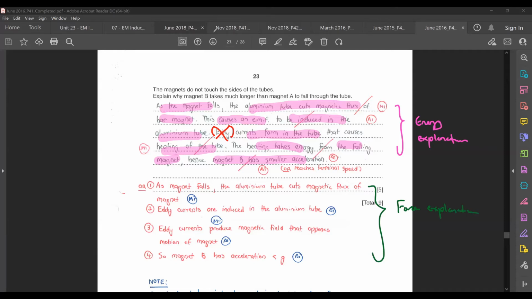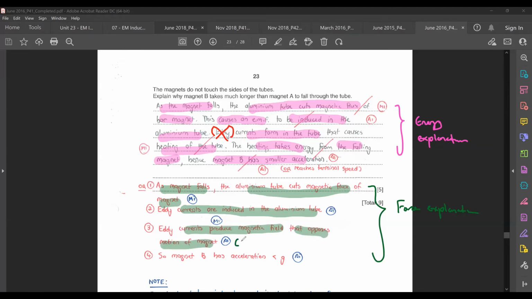The first two points are actually the same. As the magnet falls, the aluminum tube cuts the magnetic flux of the magnet. Currents are induced in the aluminum tube. We can also say EMF is induced, and hence currents are induced in the aluminum tube. This current produces a magnetic field that opposes the motion of the magnet.